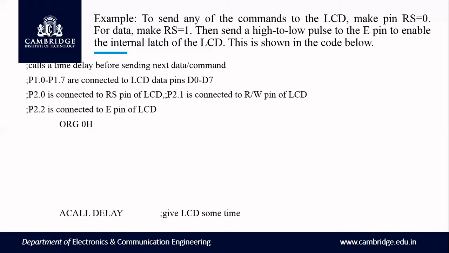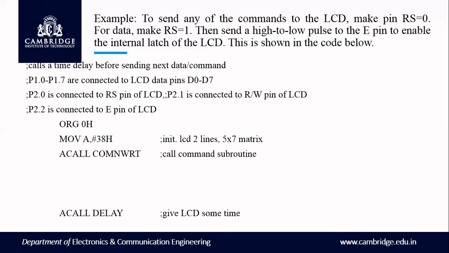ORG 000H, and you are moving the command code 38 into the accumulator. So this we need to send, means we need to write onto the LCD. What it will do is initialize the LCD with 2 lines and 5x7 matrix display, means 5 rows and 7 columns. So in order to write this command, we need to write one subroutine called the command write subroutine. Here you are going to write this code.